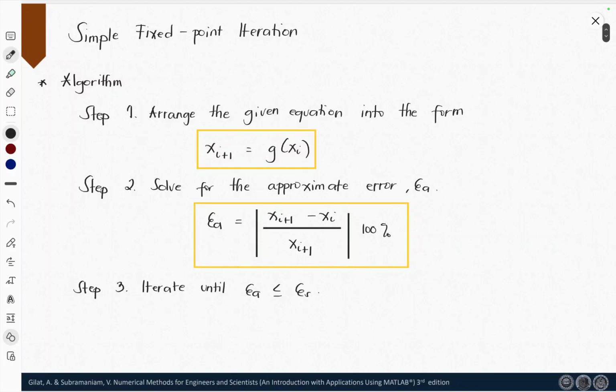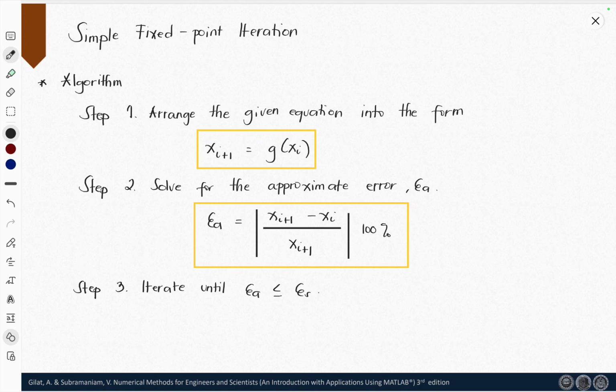So in the simple fixed point iteration, this is the algorithm. Step 1, arrange the given equation into the form x sub i plus 1 equal to g of x sub i. Step 2, solve for the approximate error epsilon sub a. The formula for the approximate error epsilon sub a is the absolute value of x sub i plus 1 minus x sub i over x sub i plus 1, times 100%.